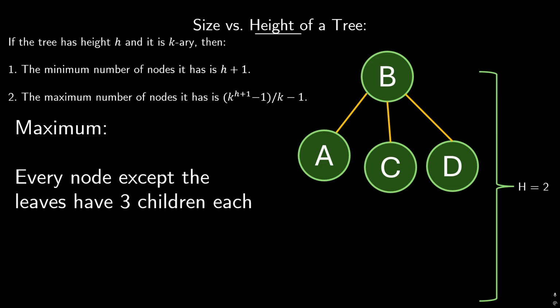Okay, so what about the maximum? Here's the idea. To hit the maximum, we're going to make sure that every node has exactly the number of children it's supposed to have, right? So for a ternary tree, a 3-ary tree, we're going to force it so that every node has 3 children each, except for the leaves, which don't have any children. For example, the root node we're going to say has 3 children, A, C, and D.